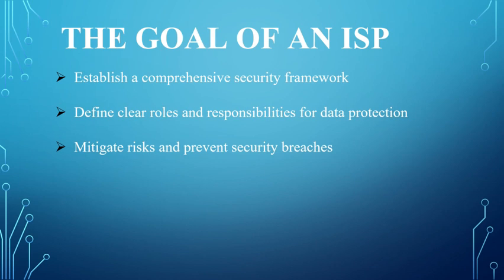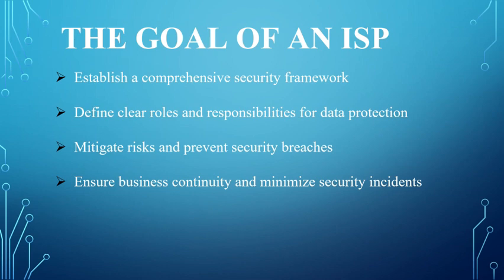Another core goal is to mitigate risks and prevent security breaches. This means identifying potential vulnerabilities early and implementing measures to reduce the likelihood of a breach. With a proactive strategy, Acme can catch issues before they escalate into serious problems.